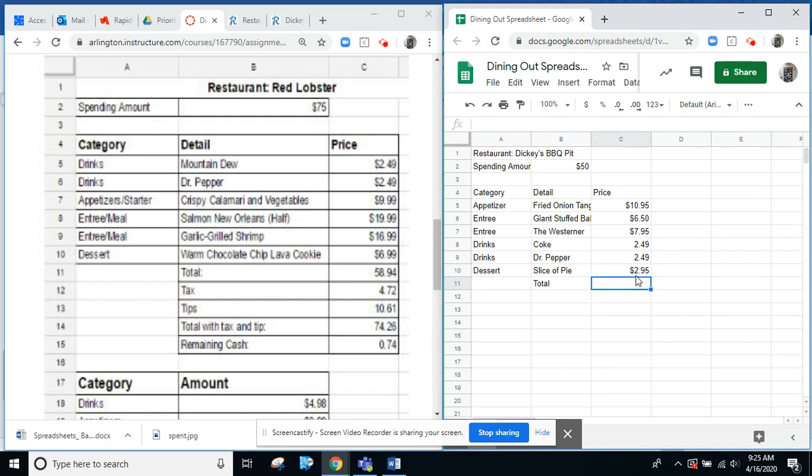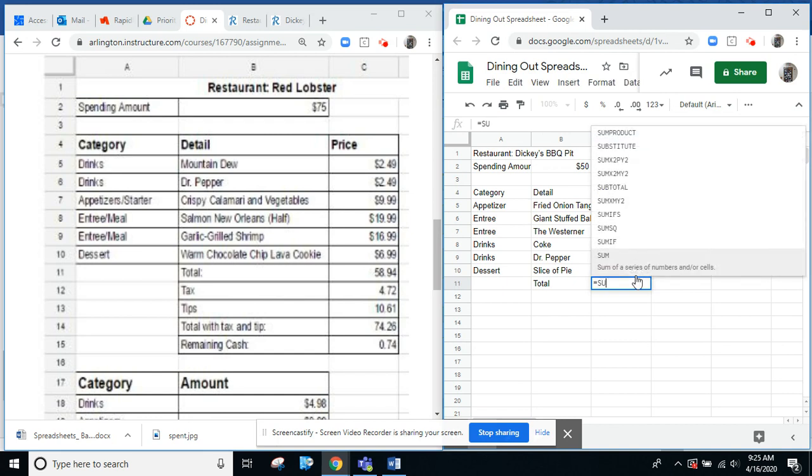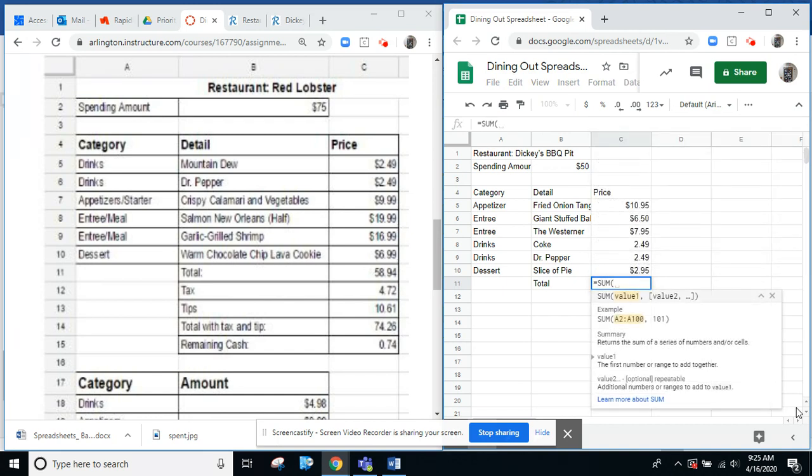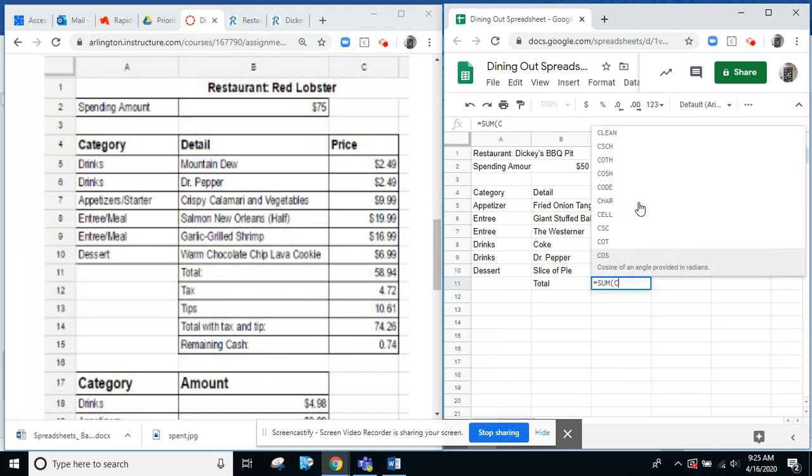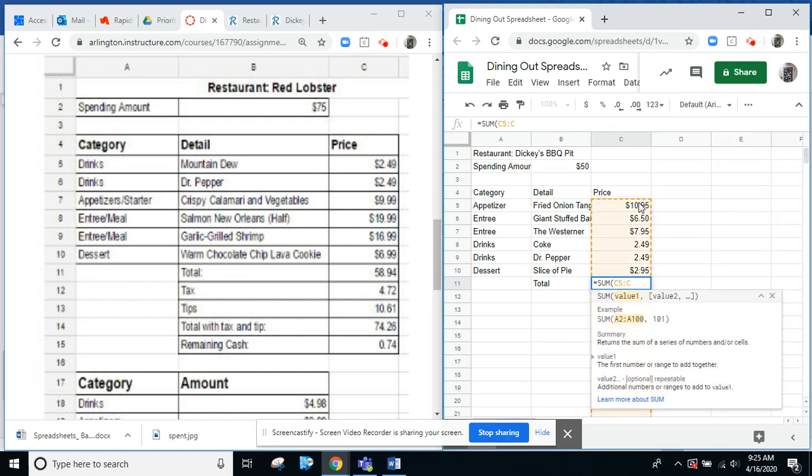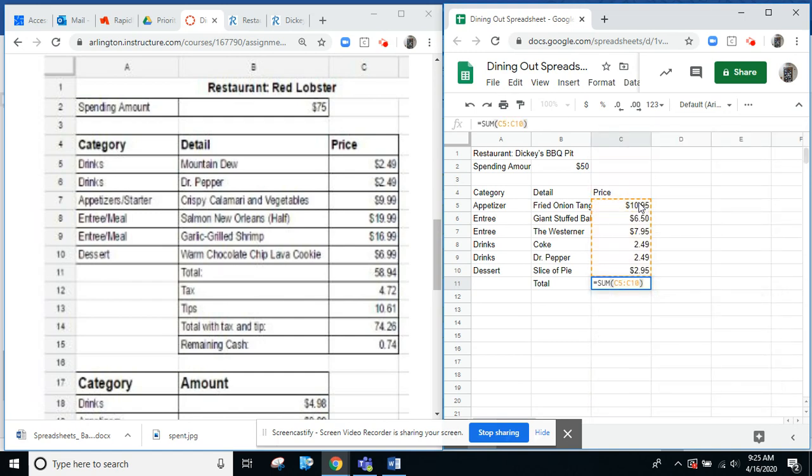Total. And so here we're going to use the sum formula, equals SUM. It did not suggest for us, so we're going to go ahead and type in, we want to go from cell C5 to cell C10. Okay, so that is the formula that goes in your total cell. That's going to add up all your prices. So we're only at $33.33, but we still have to add tax and tip.